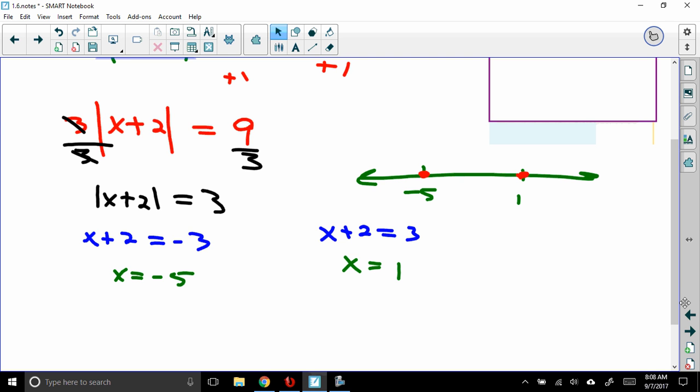On the Unit 1 test, you're going to have to solve probably 3 to 4 absolute value equations and or inequalities. How you feeling so far about the equations? Pretty good? Awesome.